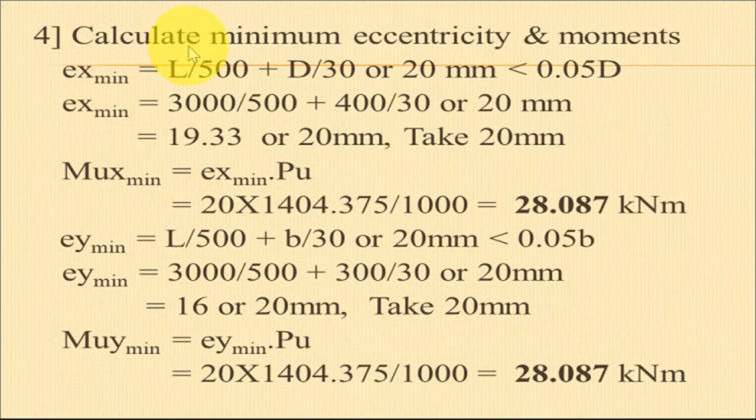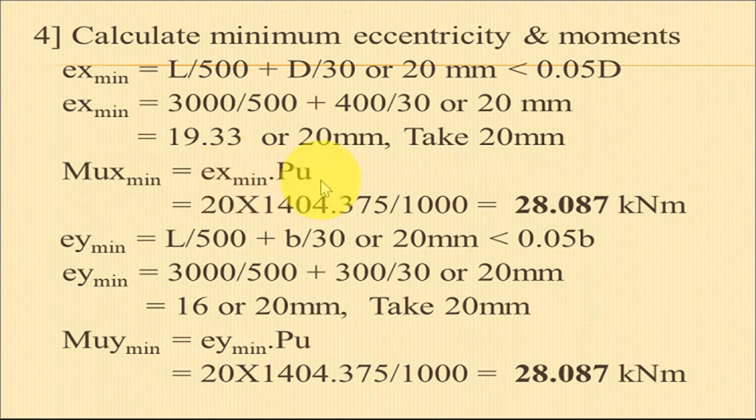Now step number 4, we can find out the Ex minimum and Mu x. Ex minimum is equal to L by 500, unsupported length divided by 500, plus D divided by 30 or 20 mm, whichever is greater, and this value should not exceed 0.05 D. So it is 19.33, or 20, so we have taken Ex minimum is equal to 20 mm.